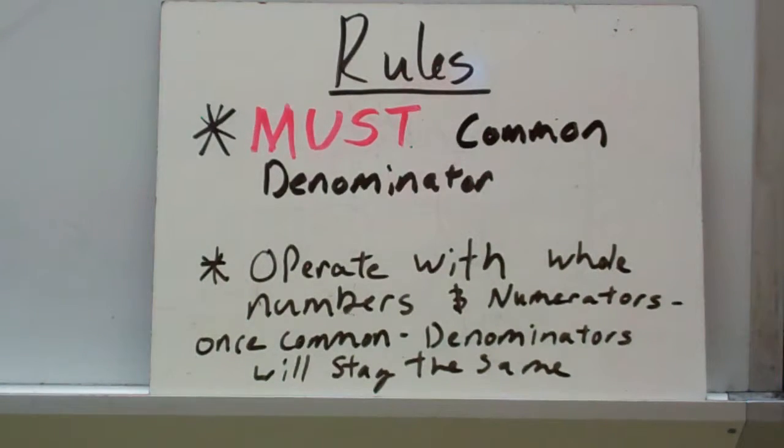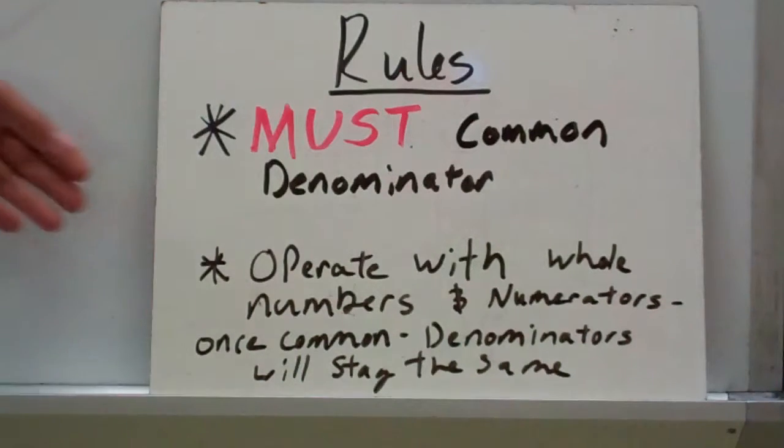Once the denominator in the fractions is the same, we can then work with the whole numbers if there are any, and especially then the numerators, which are the numbers on the top. The denominators will stay the same and they will not change. So let's look at a few examples.